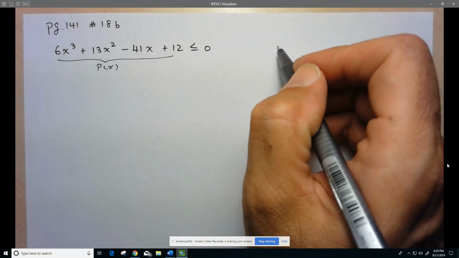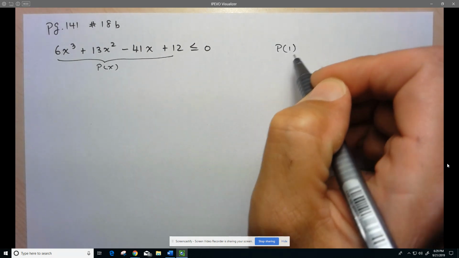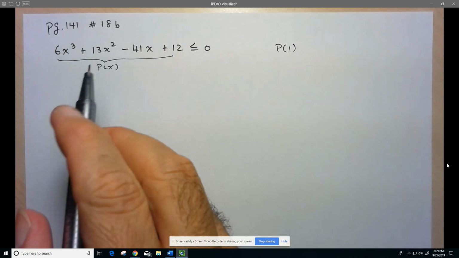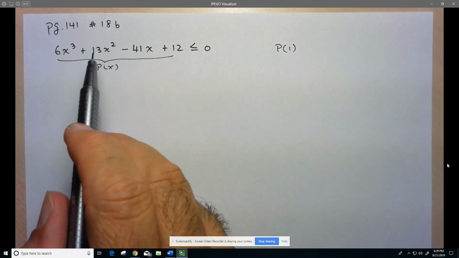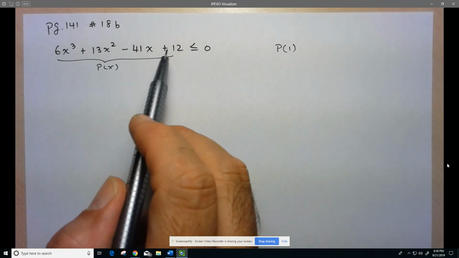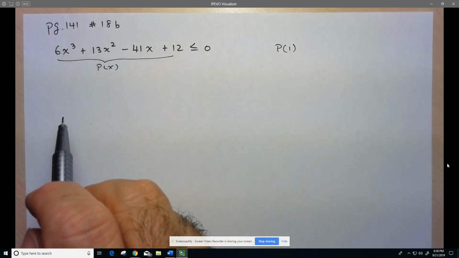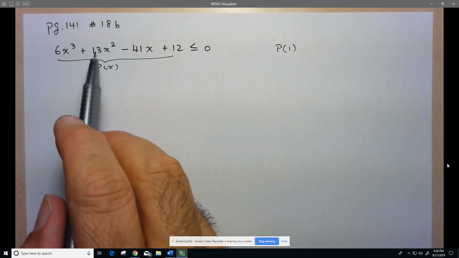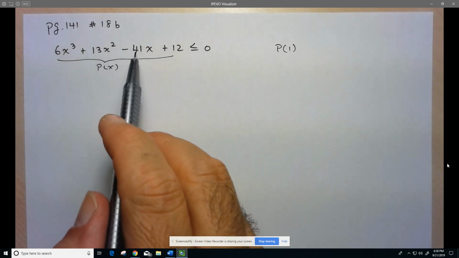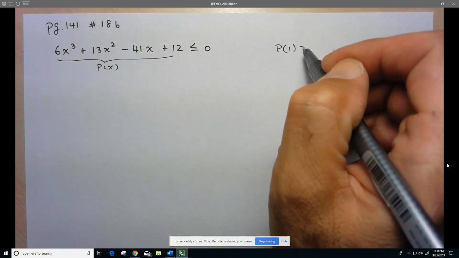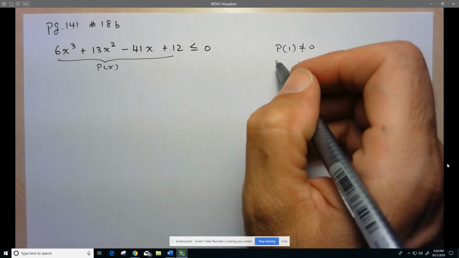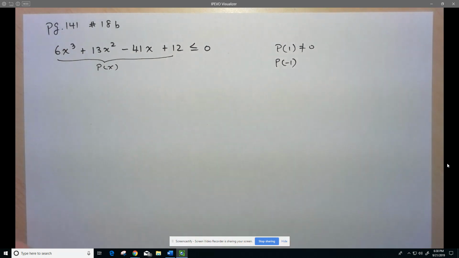So I'm going to start with the polynomial evaluated at 1. And 1 and -1 you can usually do without a calculator. Anything beyond that, especially with these large coefficients, I'm going to use a calculator. So here we have 6 plus 13, so 19, minus 41, plus 12. Right away I can see that's not going to be equal to 0. All right. So let's try -1.